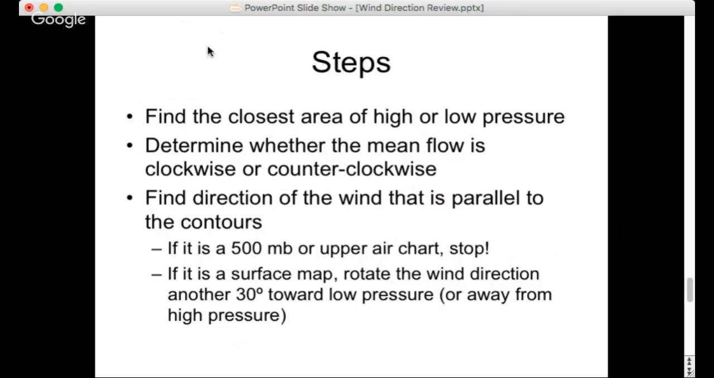Okay, so the steps in review: you want to find the closest area of high or low pressure, determine whether the mean flow is clockwise or counterclockwise, and find the direction of the wind that is parallel to those contours. If it is a 500 millibar map or an upper air chart, stop, you're finished. Remember, the winds just blow parallel to those contours aloft. But if you're at the surface, you want to rotate the wind direction another 30 degrees toward the low pressure or away from high pressure.